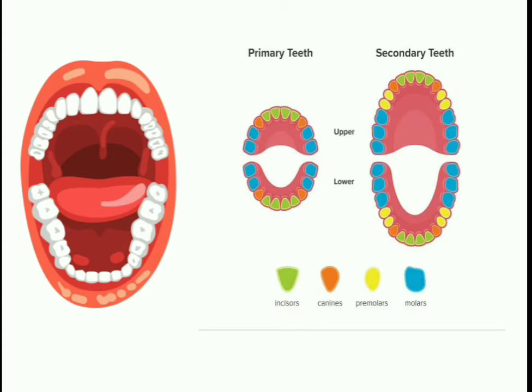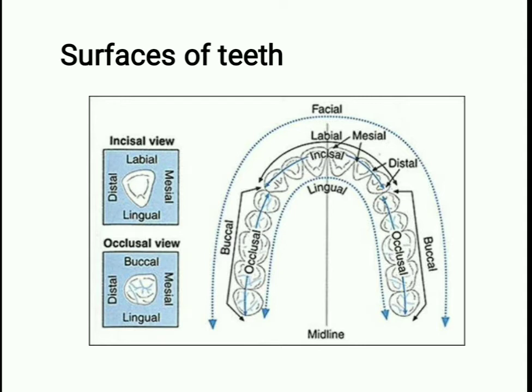Okay, so as you see, incisors are represented by green color, canines by orange color, and molars by blue color. Then in permanent dentition, premolars are represented by yellow color. Okay, next, surfaces of teeth.